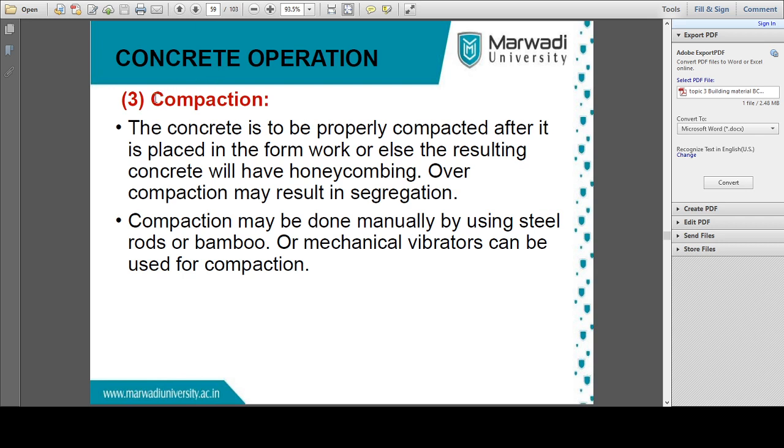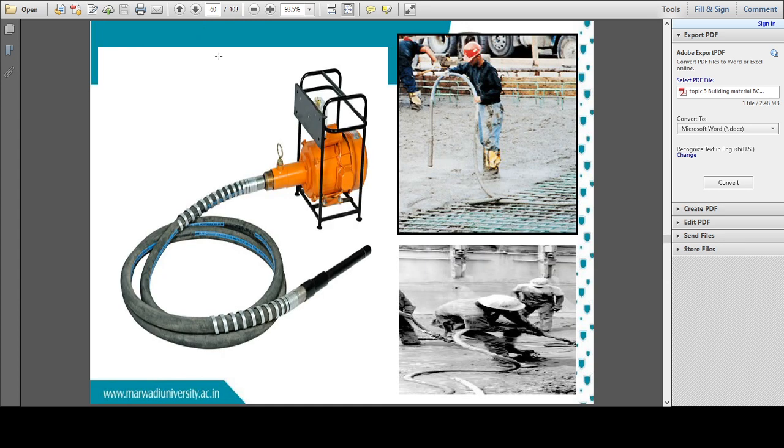And in compaction, as I have said, we are applying 25 blows in each of the three layers. Another method is also available, that is mechanical vibrators. So these are one type of machines which are available, and this is the diagram of a mechanical vibrator. Most probably we are using this mechanical vibrator in mass construction, right?